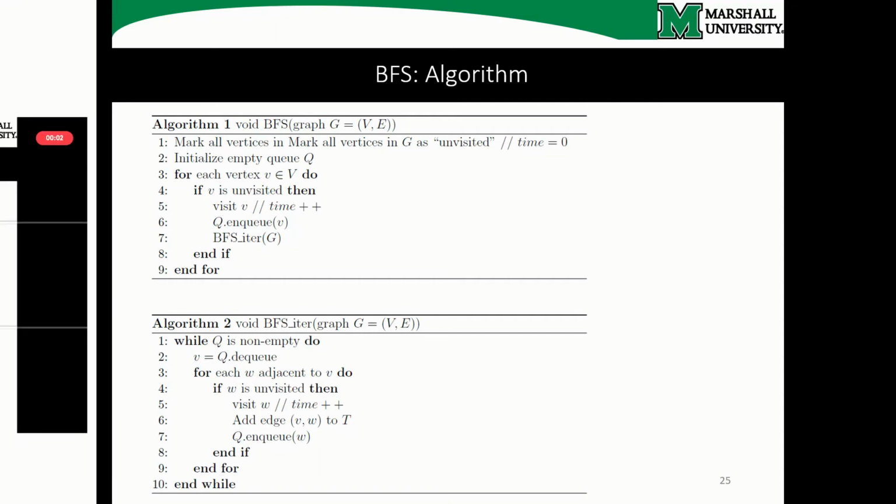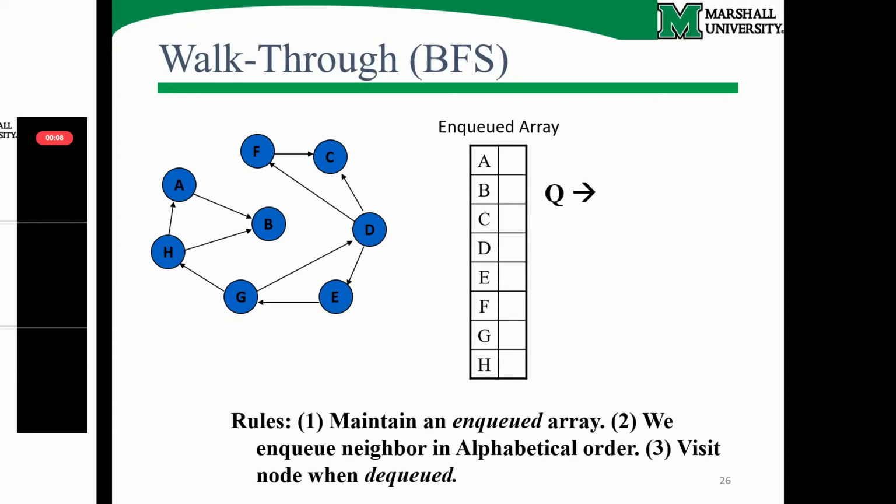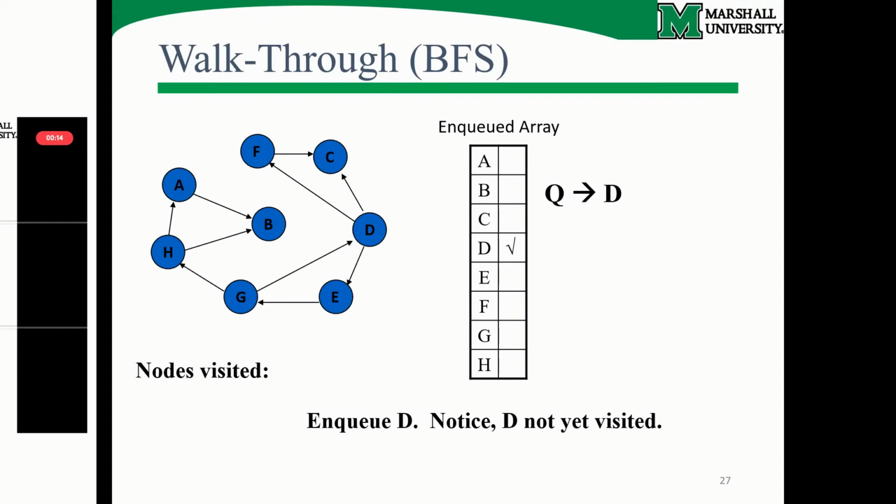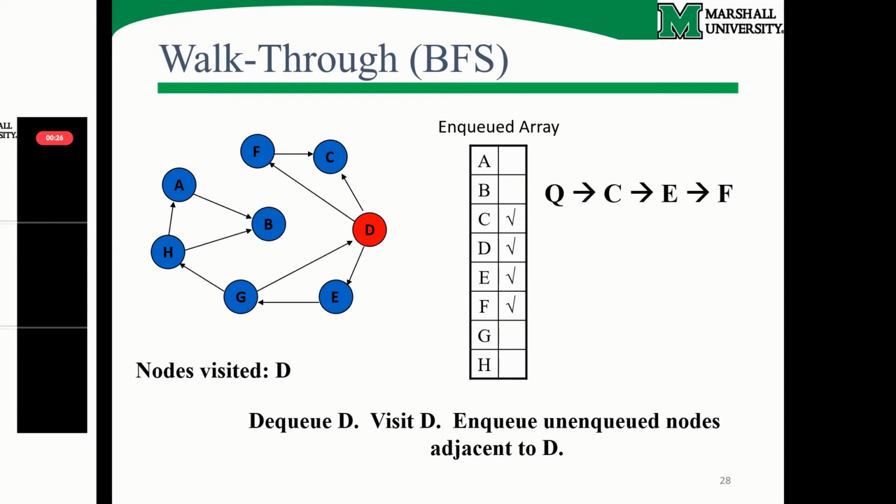Let's take a look at the walkthrough of this algorithm. At the beginning, we enqueue or insert D into the queue. Then we dequeue or remove the vertex D from the queue and visit the vertex D and enqueue all the neighbors of D. All the neighbors of D are alphabetically C, E and F. Then we dequeue or remove C and insert all the vertices that are adjacent to C. In this graph, there is none.